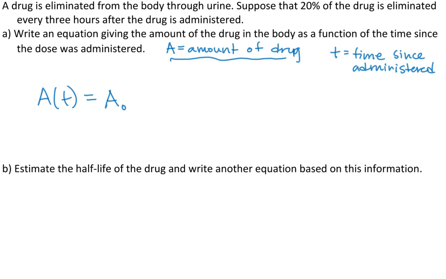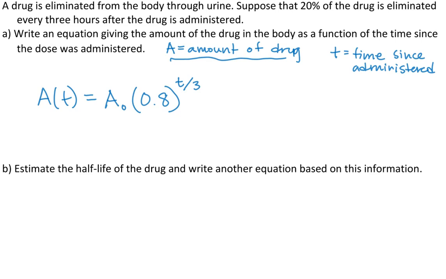We know that 20% of the drug is being eliminated, which means we will need to multiply by 0.8, find 80% of what we started with to figure out what we have after one elimination period. If this 20% reduction was happening every hour, this would be a 0.8 to the t, but it's happening every 3 hours. So we actually need to slow that down, which means we're going to do t over 3. So this is as much as I can do for setting up a model with the information I was given.